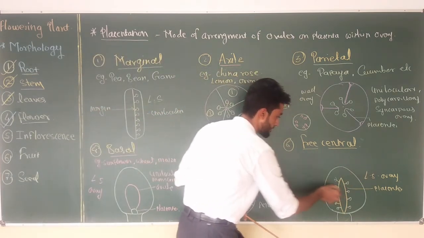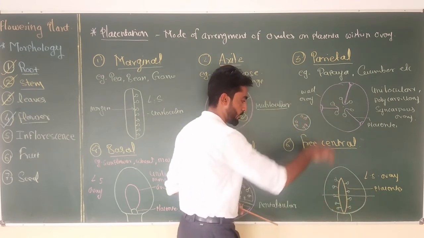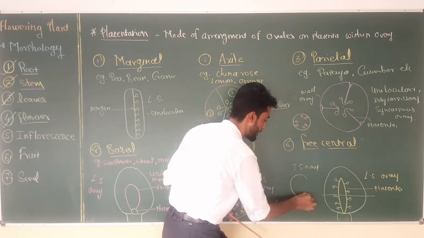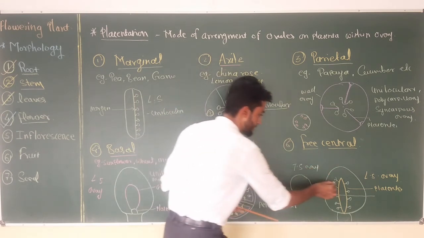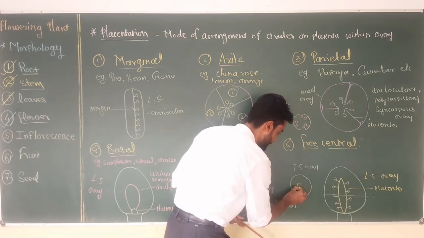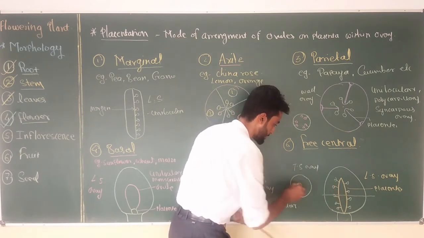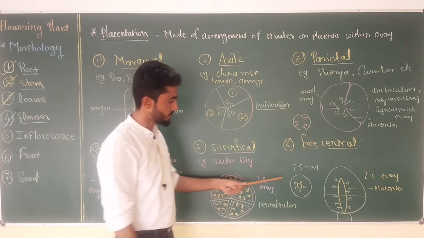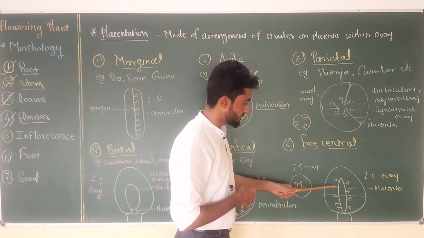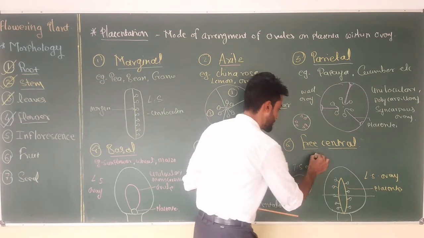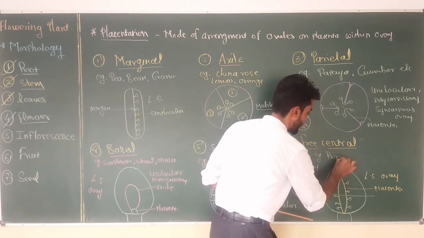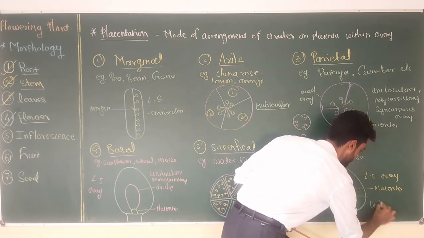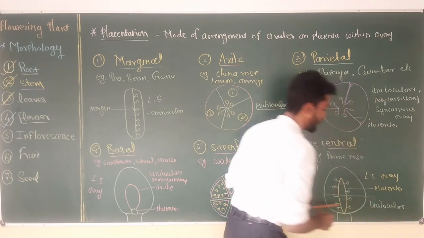If we draw the TS, that means if we cut the ovary from this point and observe from the top, that is the TS of the ovary. Now in that case you can find the ovary, then central placenta, and to which these ovules are attached like this. So this is the transverse section of the ovary, and this is the longitudinal section of the ovary. Example is primrose. The ovary is unilocular type. That means ovary shows a single chamber.